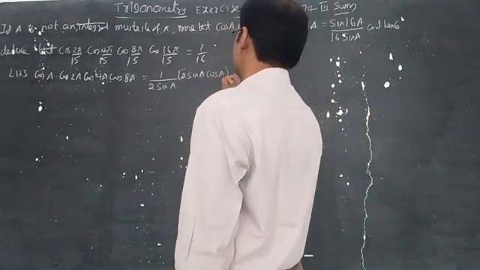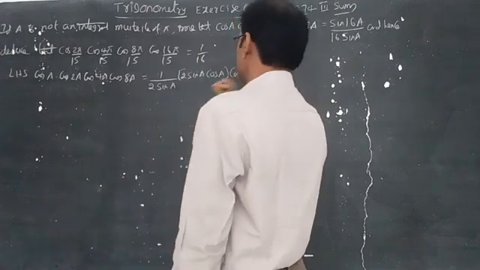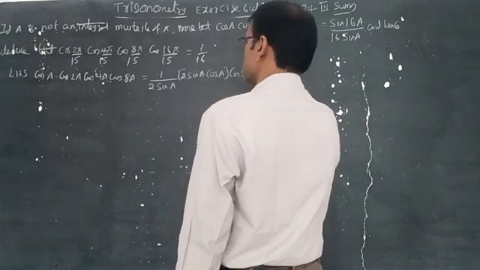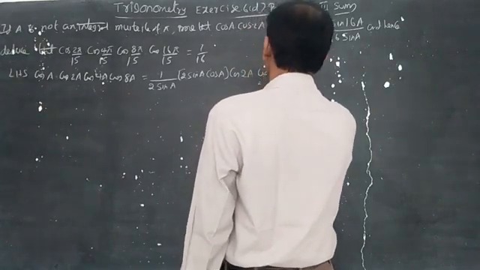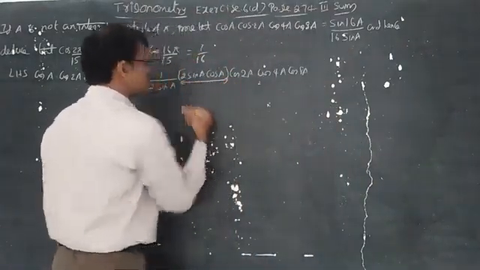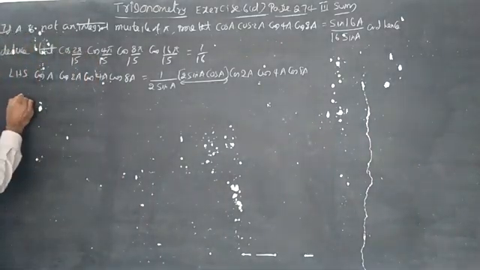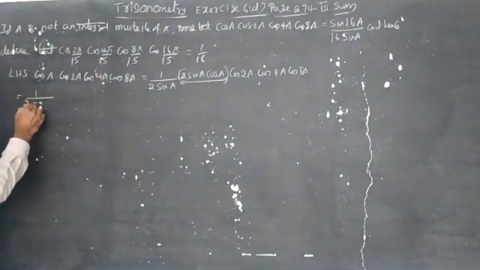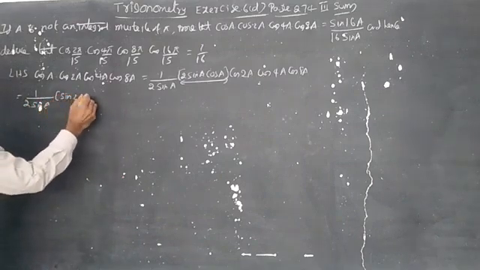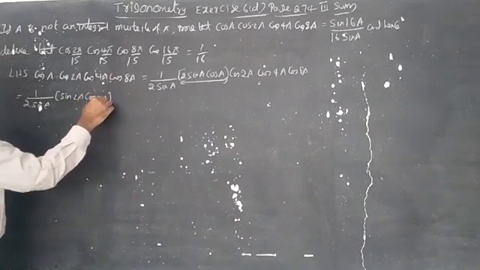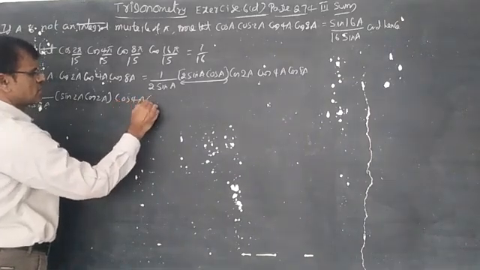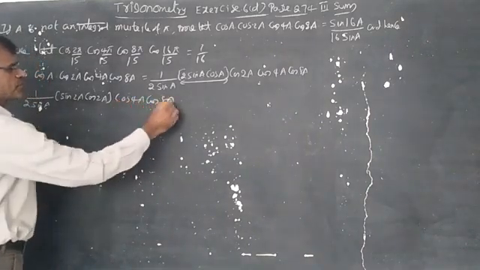Write 2 sin A cos A in a bracket, just multiply and divide with 2 sin A. So 2 sin A cos A into cos 2A and cos 4A into cos 8A. We know that the formula of 2 sin A cos A is sin 2A. That is equal to 1 by 2 sin A into sin 2A into cos 2A within bracket, and next write like this, cos 4A into cos 8A.